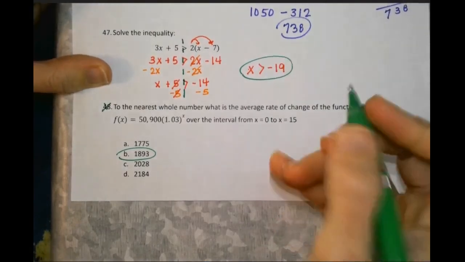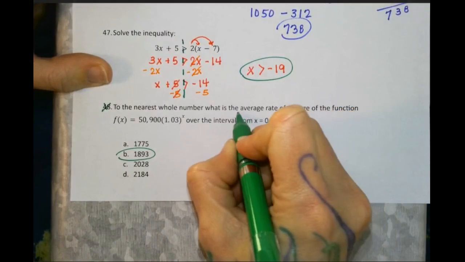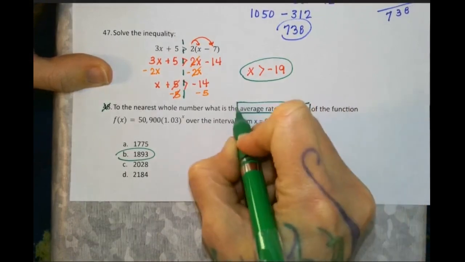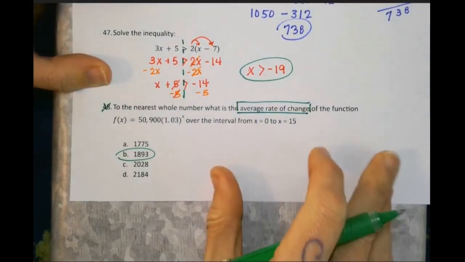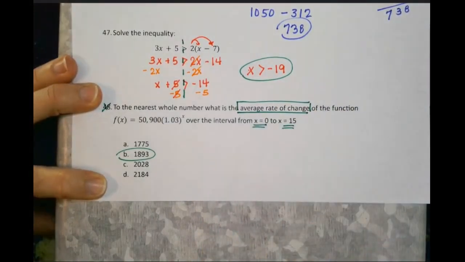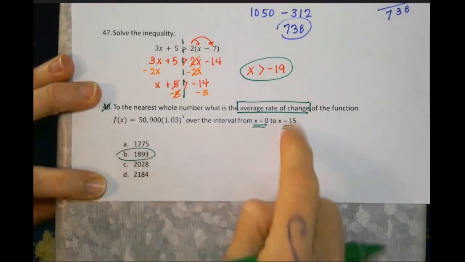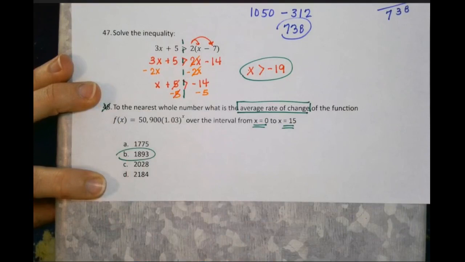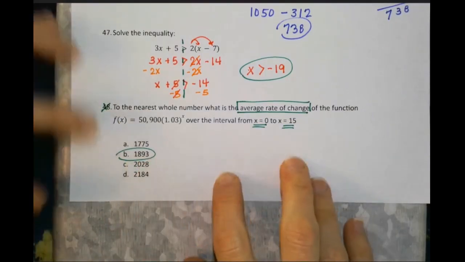The easiest way, and I know we had a conversation about the average rate of change. But if they call out 2 points, just go grab those 2 and find the slope between those. So solve for 0, solve for 15, and find the difference in those. And that's where you should get that 1893 as well.